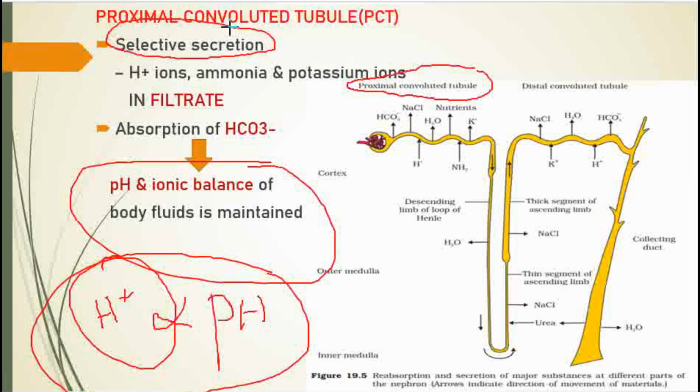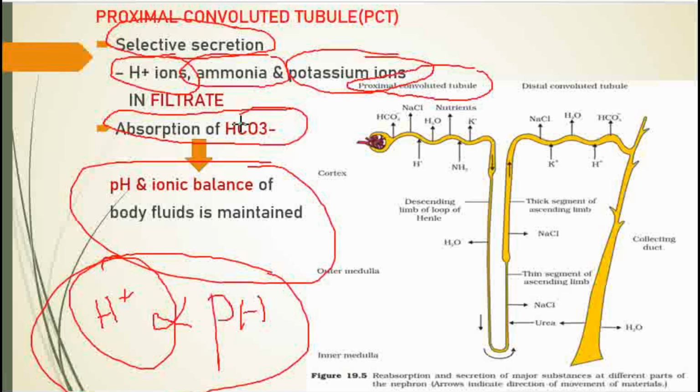What all it secretes na, H plus ion secretion, ammonia and potassium ions in the filtrate. So in the filtrate la the H plus ions, ammonia and potassium ions அது secrete பண்ணுது, and by the absorption of bicarbonate. So bicarbonate gives the, இப்போ H plus ion acidic nature கொடுக்குற மாதிரி, bicarbonate it gives alkaline nature to the environment where it is present.